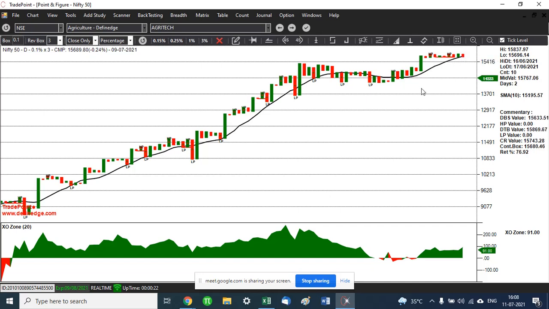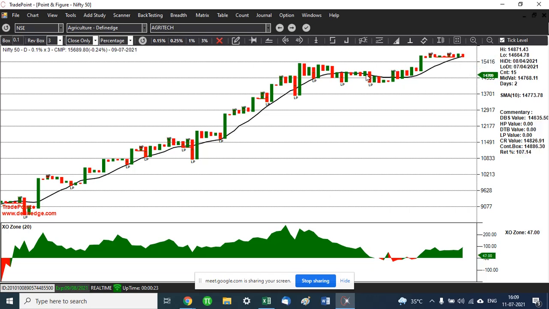Now there are certain patterns which are important in point and figure. Prashant has mentioned in his webinar about double top buy and double bottom sell, which I hope is now familiar to all of you. Double top buy is basically when the previous swing high is taken out. So we have this green column, which is a column of X, and then we have the red column, which is a column of O. Green column is when the stock is going up, red column is when the stock is coming down.